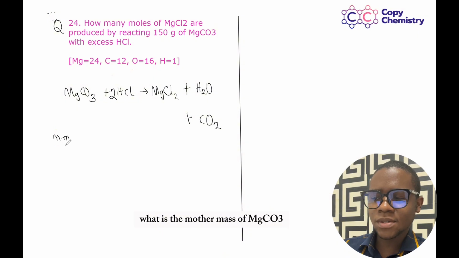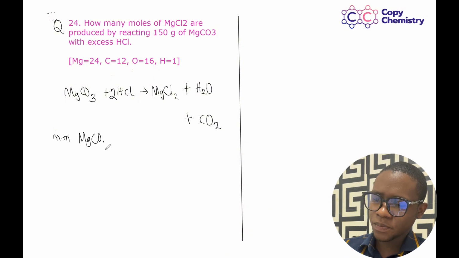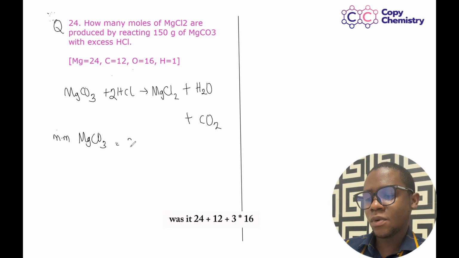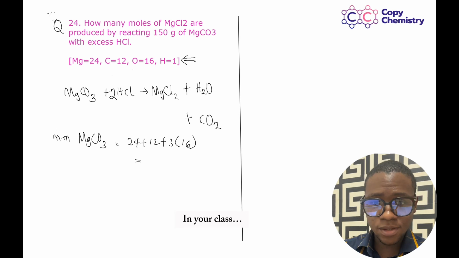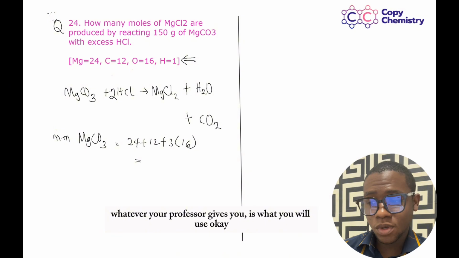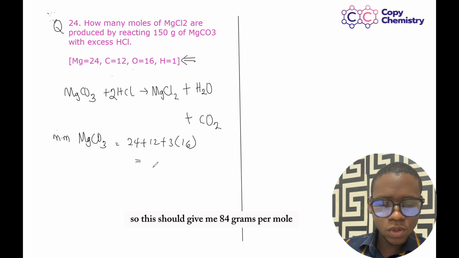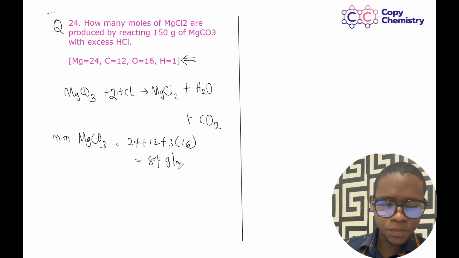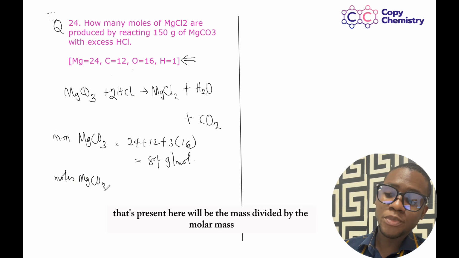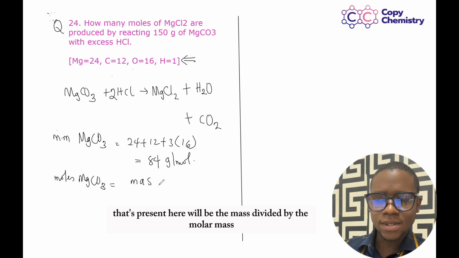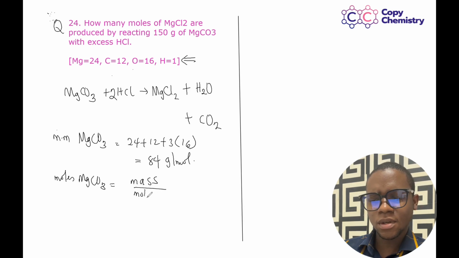What is the molar mass of MgCO3? Was it 24 plus 12 plus 3 times 16? I'm using these values because this is what was given in your class. Whatever your professor gives you is what you will use. Okay? So this should give me 84 grams per mole, and the moles of MgCO3 that's present here will be the mass divided by the molar mass.